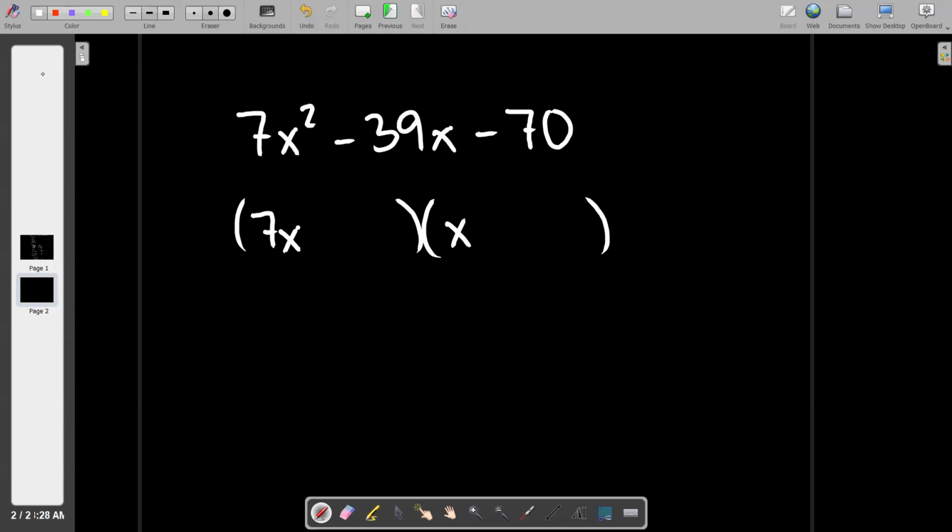So let's follow our signs. What does the sign in the back tell me on the 70? One of each, right? And so at this point, really, this is where you should expect to have to switch the signs about 50% of the time. It might be plus minus, it might be minus plus. And yes, it will matter. So now we go through and we start thinking about numbers that multiply to make 70.